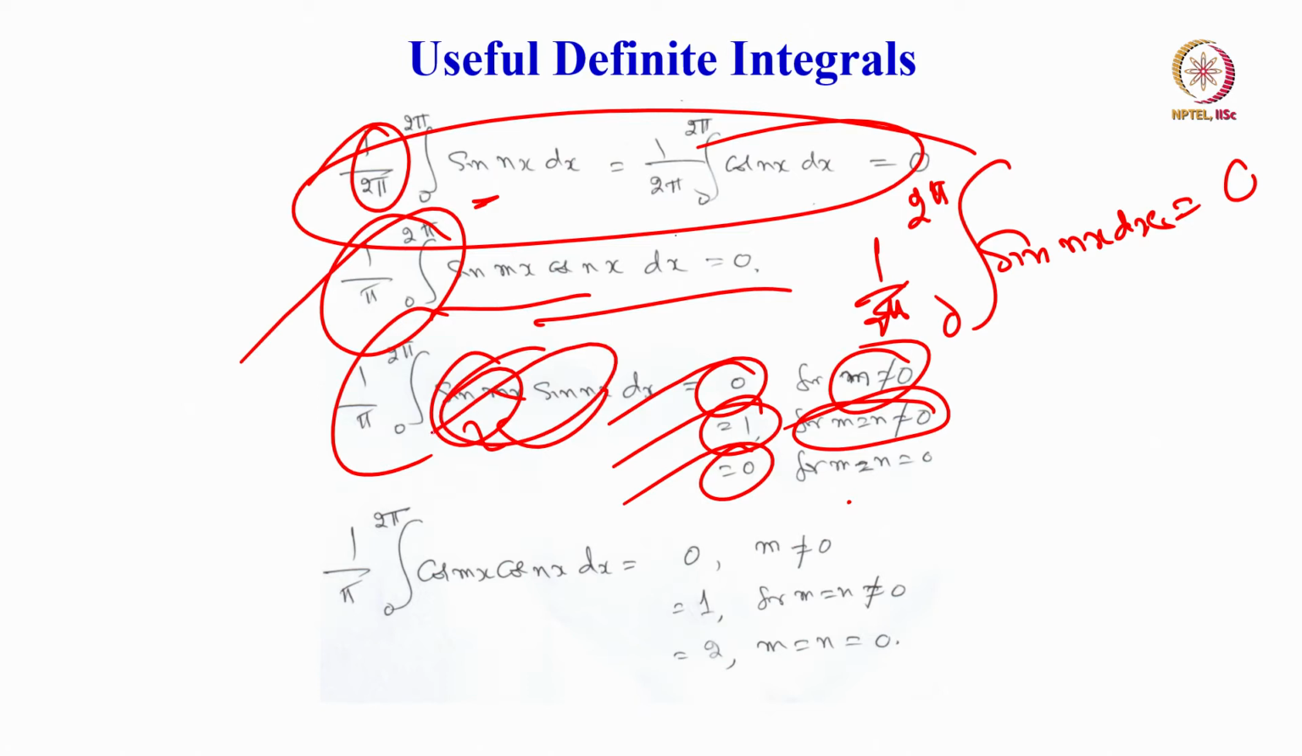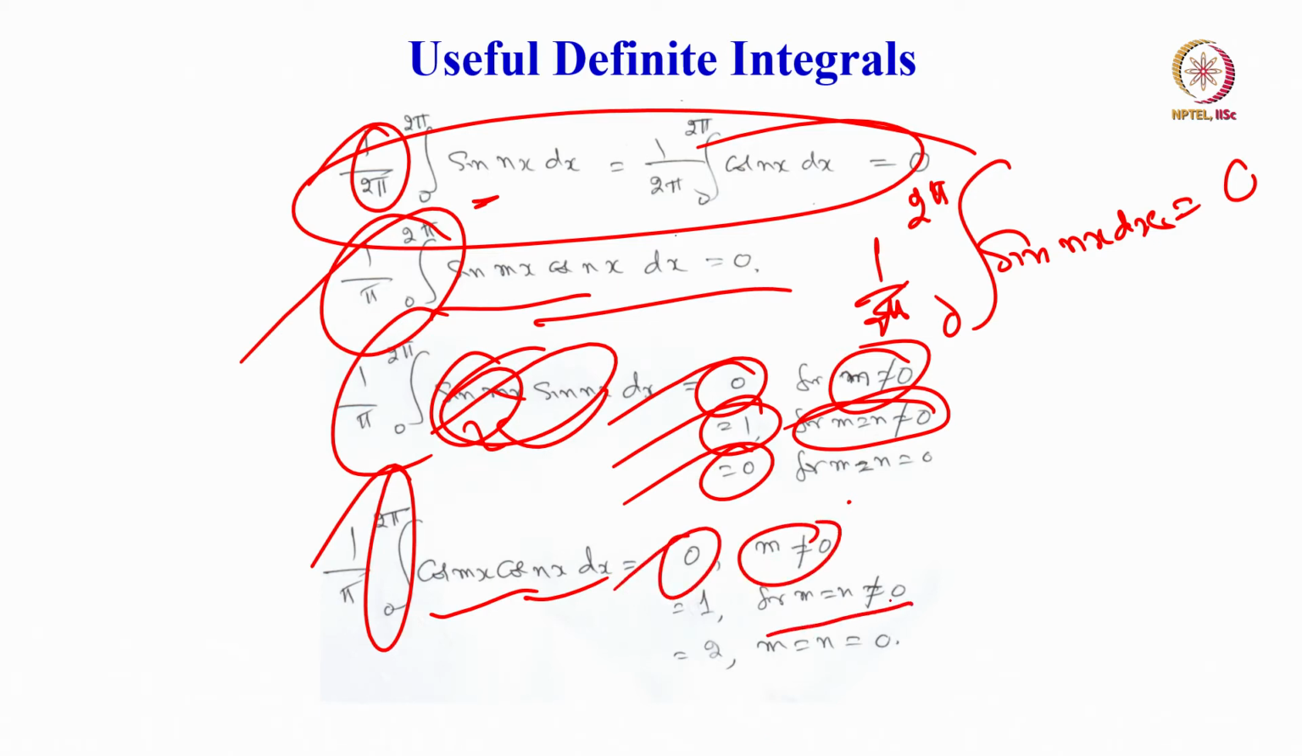So these are some useful definite integrals. Similarly, this is for the sine function. What about the cosine functions? Do the same thing: the integral from 0 to 2 pi of cos mx into cos nx dx. In the same way, for m not equal to n it is 0, for m equal to n not equal to 0 it is 1, but the only difference is for m equal to n equal to 0, unlike the sine function where it is 0, here its value is 2.